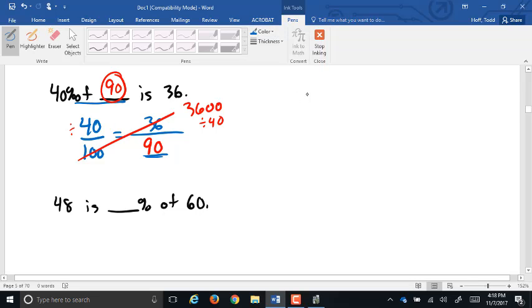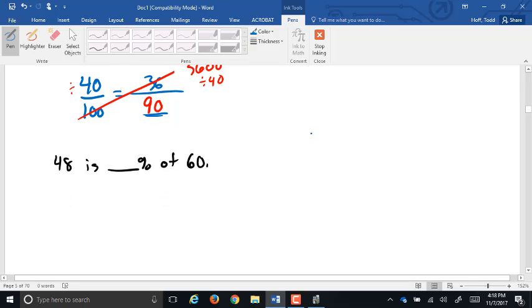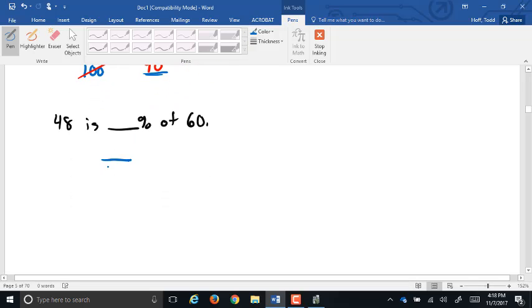Here, 48 is blank percent of 60. Now, I've been telling you that we always start with the percent. Unfortunately, the percent here is missing. We will still start with the percent, however. Blank percent is just blank over 100. Now, on the other side, we're going to match things up. 48 is blank percent, implies the 48 matches up with that missing percent. Of 60, read that as out of 60, implies that 60 is on bottom.